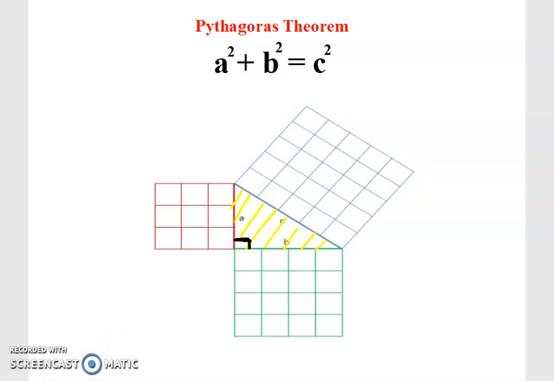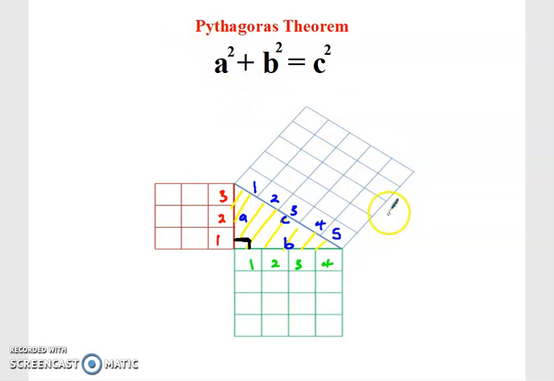So let's now determine the length of A, which is this side. So A, B, C. Now what's the length of this side? Let's find that out. 1, 2, 3. So the length of A is 3. What's the length of B? 1, 2, 3, 4. Now what's the length of C? 1, 2, 3, 4, 5.